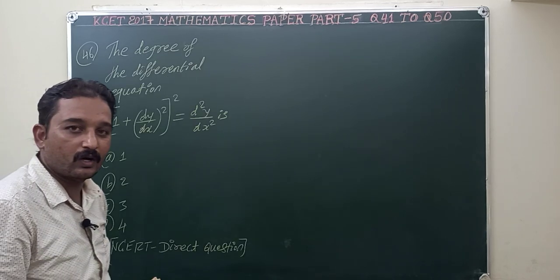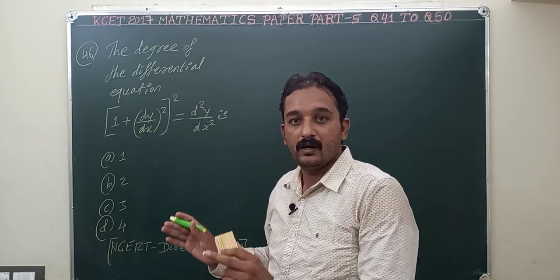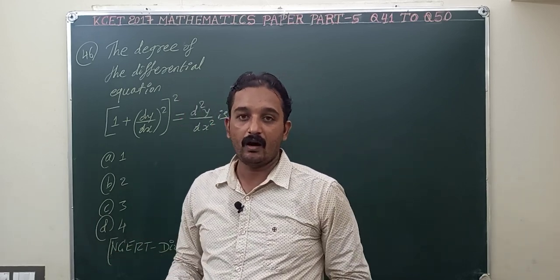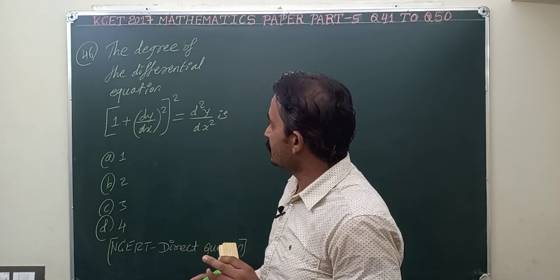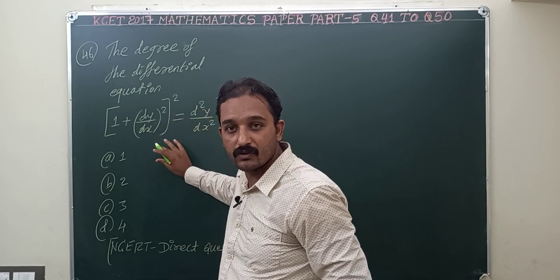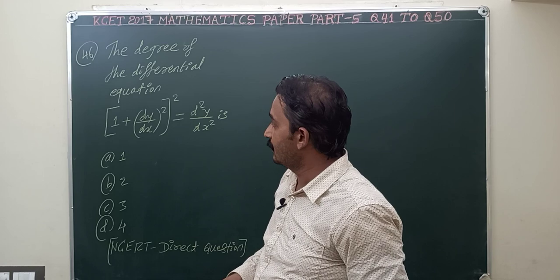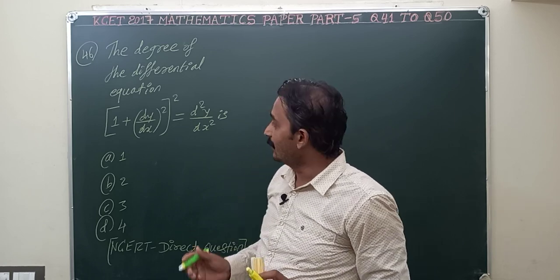So now let us move on to the next question, question number 46. This question is based on the chapter differential equation, particularly order and degree. So let us see the question. The degree of the differential equation. They ask this type of question in the theory examination. It carries 2 marks. Here in this case it carries 1 mark. Let us see the question.